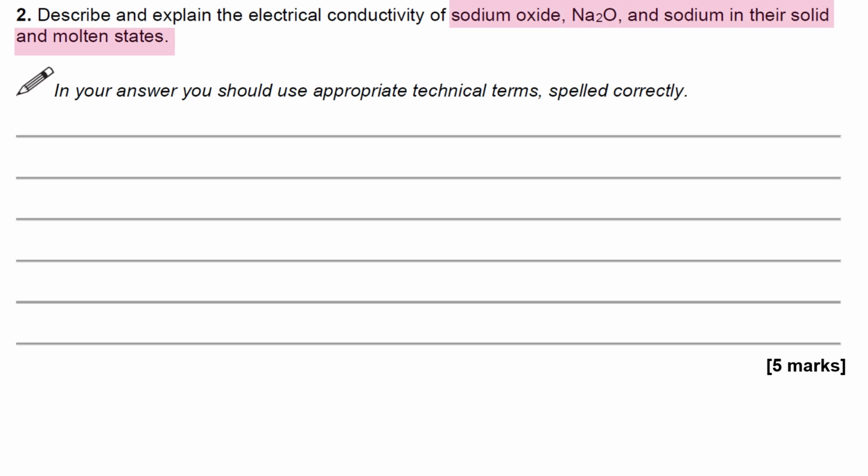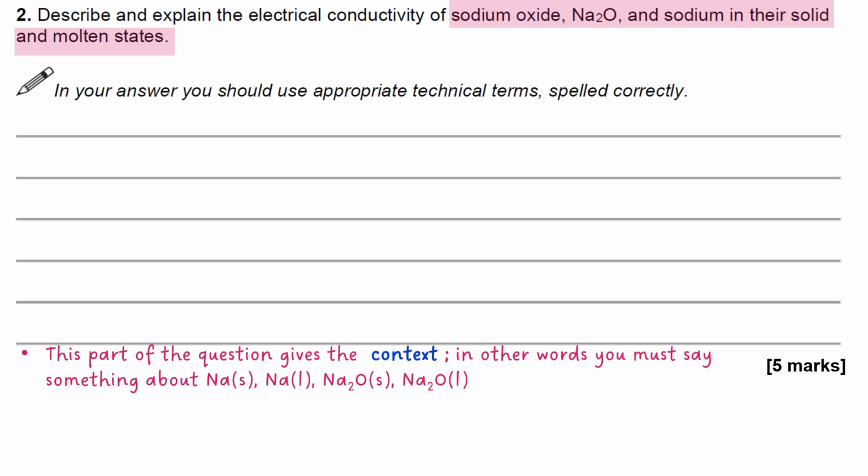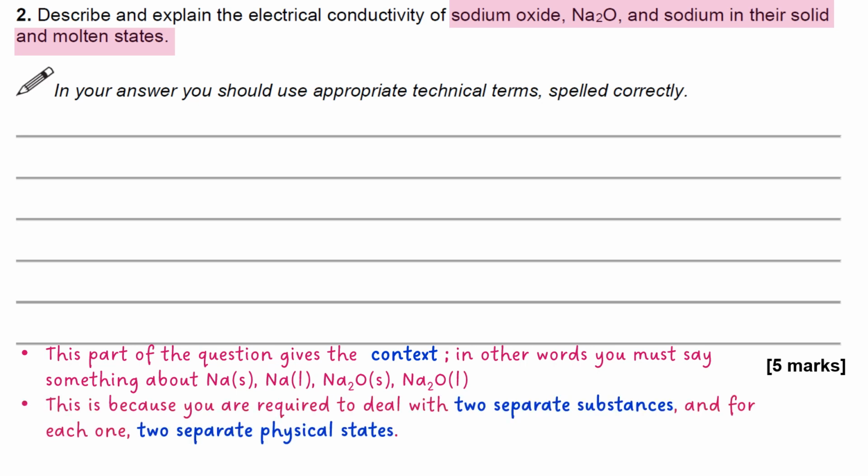So looking at the second part of the sentence, where it mentions sodium oxide and sodium in their solid and molten states, this gives you the context. In other words, you must say something about sodium as a metal in solid and liquid form, and sodium oxide in solid and liquid form. So there's actually four different things to think about: two separate substances, and for each one, two separate physical states. At this point, it might give you a steer as to how you might want to structure your answer, how you might want to lay it out.